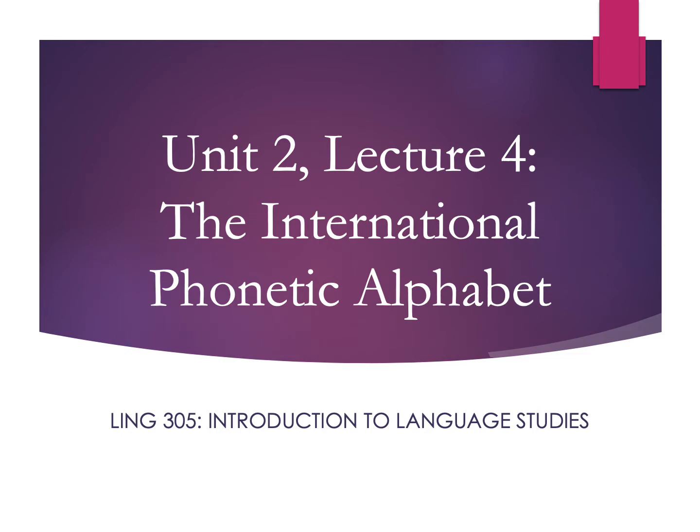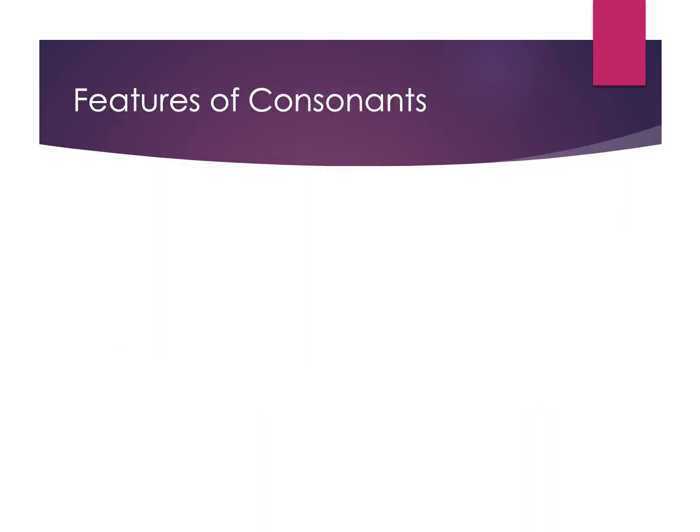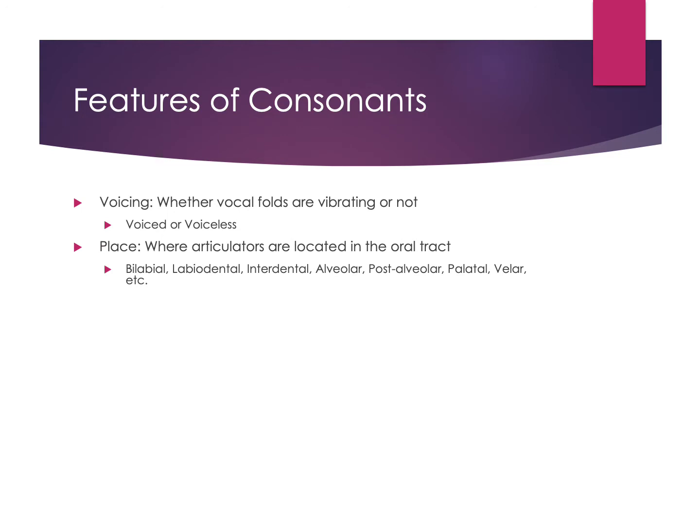So what we were talking about in the last several lectures were the different features of consonants. We talked about voicing, so whether or not the vocal folds are vibrating gives us either a voiced or a voiceless sound. We have place, so where are the articulators located in the oral tract when they're meeting, our passive and active articulators. So is it a bilabial sound, a labiodental sound, an alveolar sound, etc. And then we also talked about manner, or the amount of restriction that's in your vocal tract.